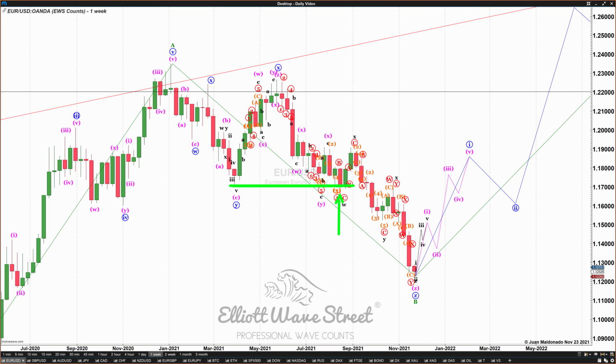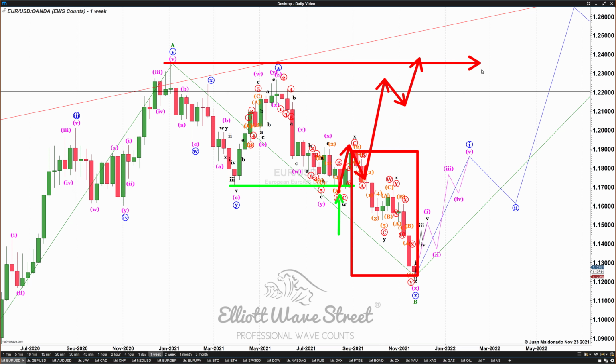But to be completely honest with you, I didn't expect this leg down. This extra leg down was a big surprise. I didn't expect this one. I was expecting something different. I was expecting at that moment something like 1, 2, 3, 4, 5. That was my plan. Back to the highs, right? So this was a big surprise.